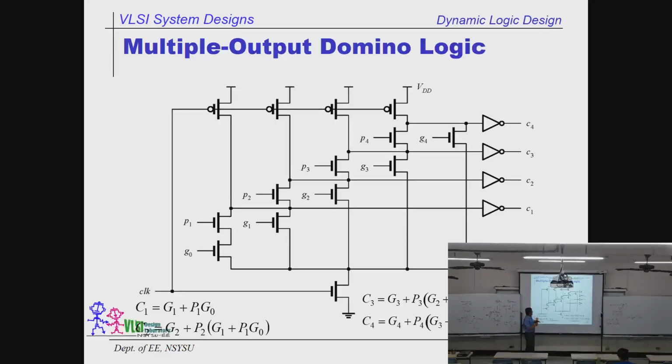Brilliant. Or we can have P1 and G1, these two terms. If both of them are high, here will be discharged. This is 0 and this is 1. So it becomes 1. So these two terms, or this path, stands for these two terms. That will carry out the C1.